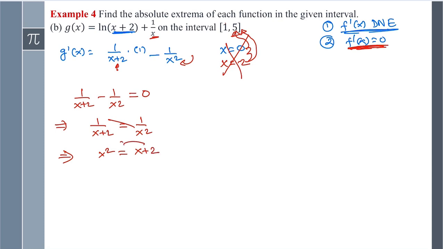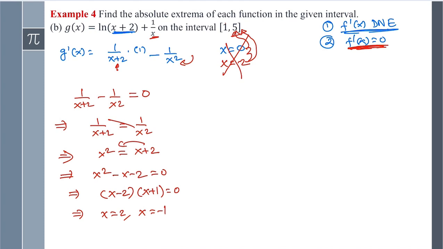Now bring both of these to the left hand side, so we get a quadratic equation. Now we can solve this equation by factoring. So we have x minus 2 times x plus 1. That's how you can factor that, and that gives us x equals 2 and x equals negative 1. Again here, just be careful because this x equals negative 1 is not in the interval of our interest. So we are not going to take that as a critical number. So the only critical number is x equals 2.